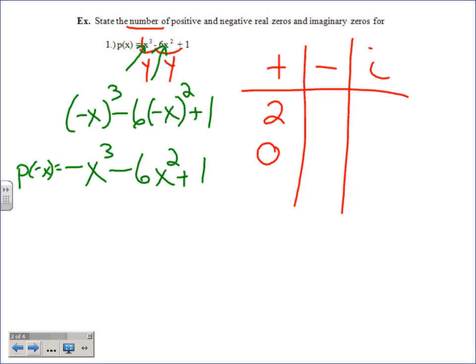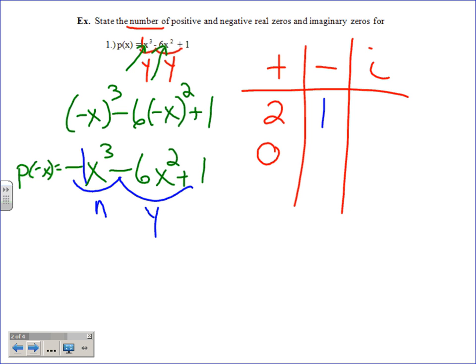So if we have this, are there any questions how I got that? Let's count sign changes. Did the sign change from -x to the 3rd to -6x squared? No. Did the sign change from -6x squared to a +1? Yes, it did. So how many total did I have? 1 negative. So we know for a fact that there's going to be 1 negative root. Do I know if it's going to be nice or not? No, but I know there's one of them.